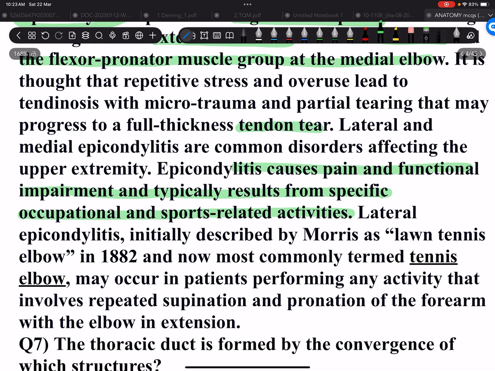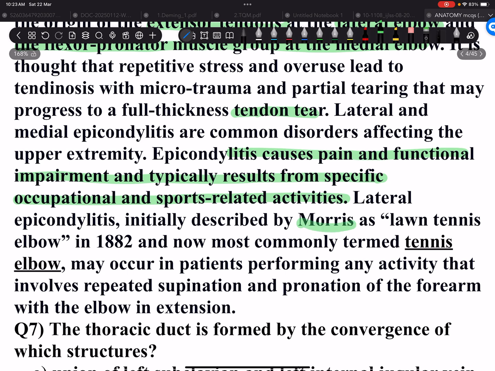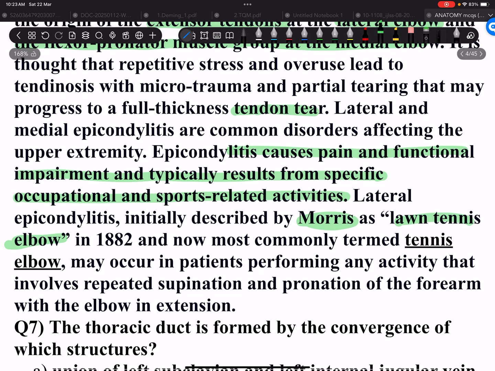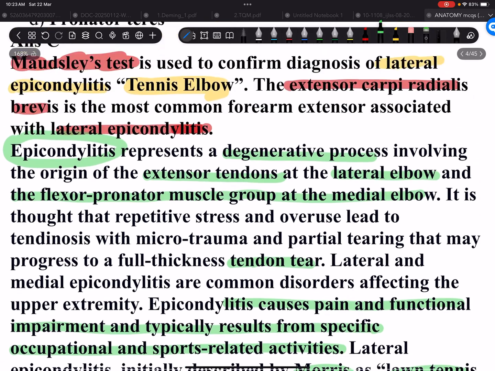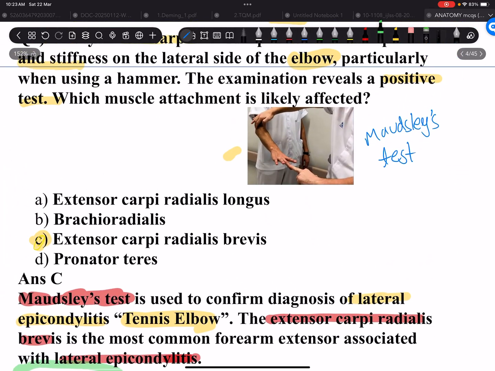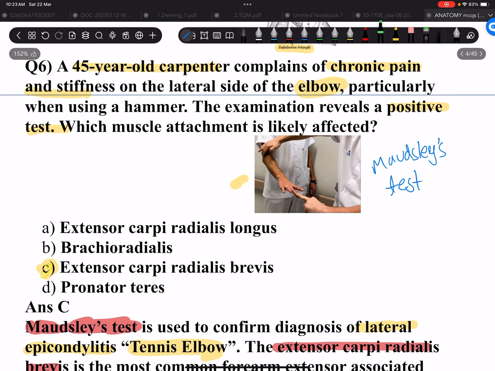Lateral epicondylitis was initially described by Morris as lawn tennis elbow, because when we play lawn tennis, we continuously provide stress to our elbow. Now it is most commonly termed tennis elbow, which is why the term is also known as tennis elbow. It may occur in patients performing any activity that involves repetitive supination and pronation of the forearm with the elbow in extension. So here you get the complete explanation about it.